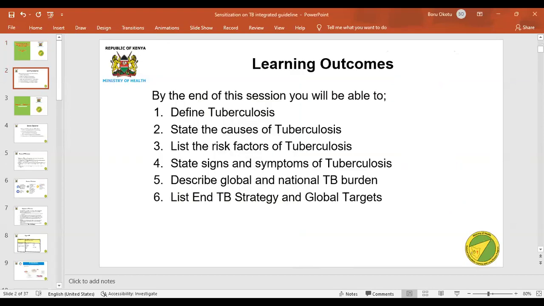By the end of the session, these are the expected learning outcomes. Define TB, state the cause of tuberculosis, list the risk factors for TB. You're also expected to know the signs and symptoms, the cardinal symptoms of TB. You're also expected to describe the global burden of TB as well as the national TB burden in Kenya. Then we'll also briefly look at the NTP strategy and the global targets.